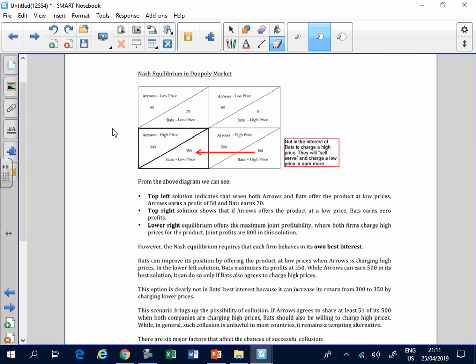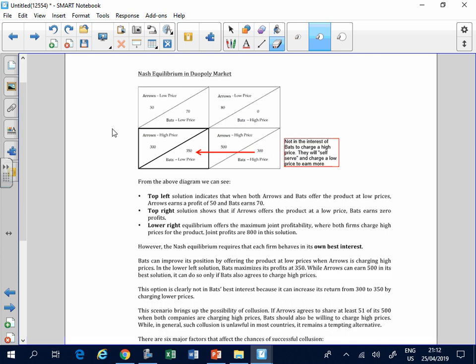So, Arrows continues to charge a low price, Bats continues to charge a high price. Do you think it would make sense for Bats to go from 70 to 0? They're not going to do it. Let's swap it around. Arrows charges a high price and Bats charges a low price. Is it in Arrows' advantage to now charge a high price? They go from 50 to 300.